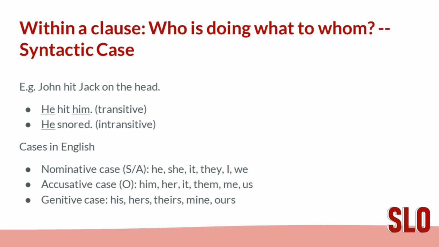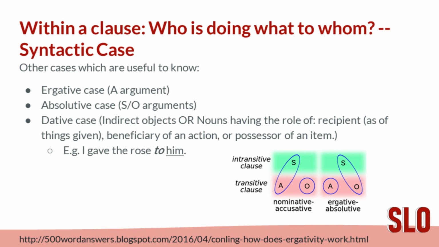Actually, here we see that the third person neuter pronoun it has no change in form on the surface. Finally, for the genitive case, which indicates possession, we see that the pronouns change to his, hers, theirs, mine, and ours. These are some other cases which are useful to know. As mentioned, English is a nominative accusative language, as the language marks S and A in the same manner and O differently. We have seen this from the pronouns.